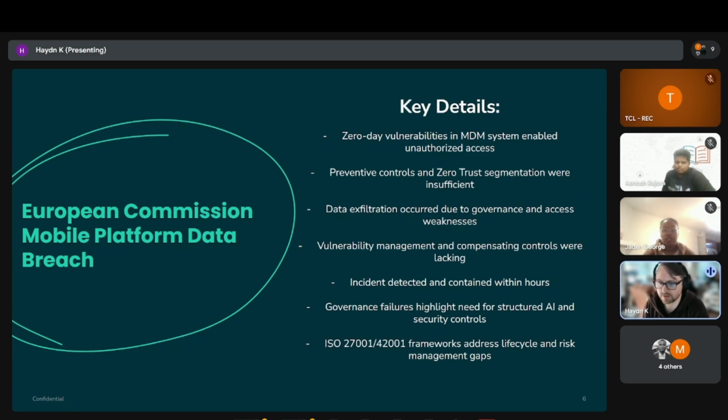Preventative controls and zero trust were insufficient. Data exfiltration occurred due to governance and access weakness. There was no EDR to stop the data exfiltration from happening. They discovered it only after it happened.